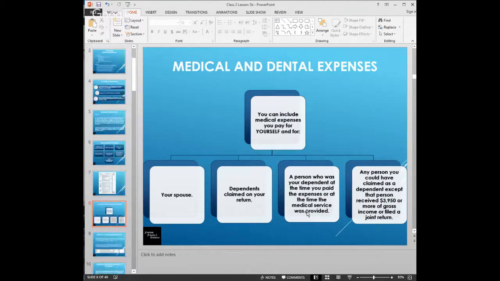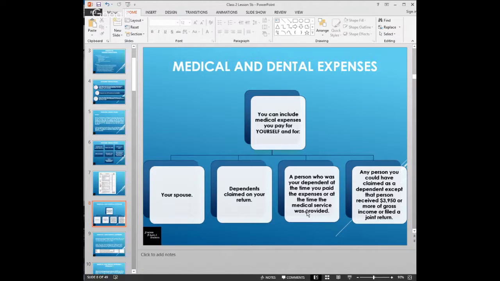Medical and dental expenses. You can include medical expenses you pay for yourself and your spouse or any dependents that are claimed on the return. A person that was your dependent at the time that you paid the expenses and at the time that the medical service was provided. Any person you could have claimed as a dependent except that person received $3,950 or more of gross income or filed a joint return.